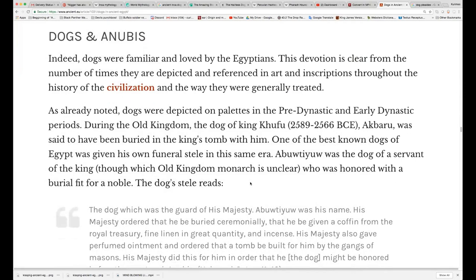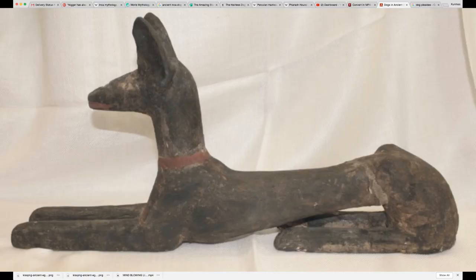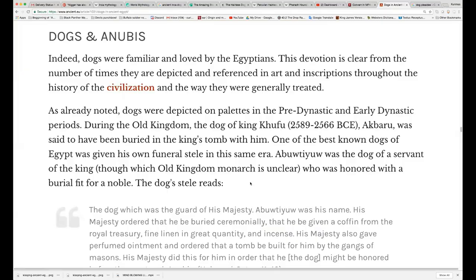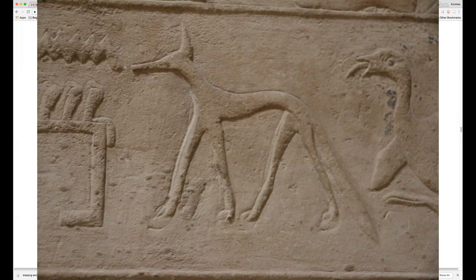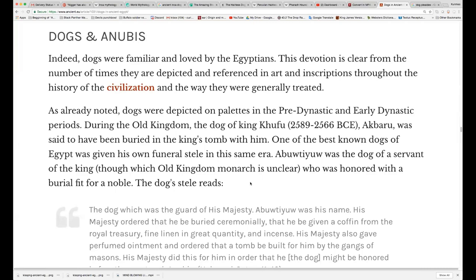Indeed, dogs were familiar and loved by the Egyptians. This devotion is clear from the number of times they are depicted and referenced in art and inscriptions throughout the history of the civilization, and the way they were generally treated. As already noted, dogs were depicted on palettes in the pre-dynastic and early dynastic periods. During the Old Kingdom, the dog of King Khufu, 2589 BC, Abuwtiyuw the jackal, was said to have been buried in the king's tomb with him. One of the best-known dogs of Egypt was given his own funeral stele in this same era.